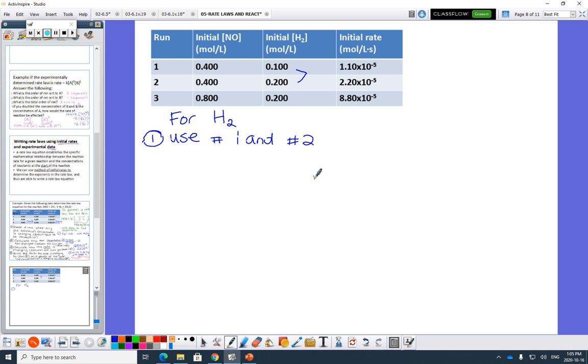They should not be the same. If you're trying to use the same 2 runs or 2 trials, then that's not going to work, okay? Then there would be no effect on the rate, or you can't tell the difference. One of them has to be changing and the other ones cannot be, okay?